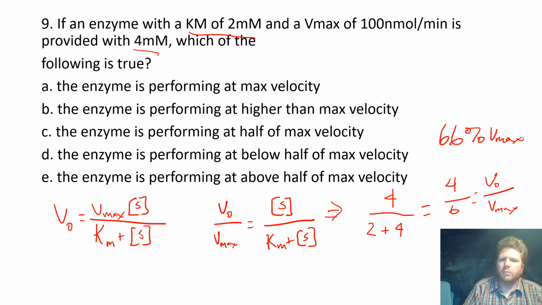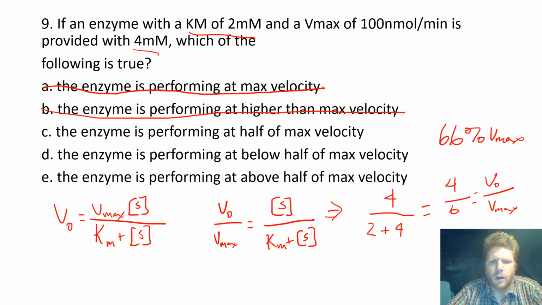So you can work through these answer options. The enzyme is not performing at max velocity. It's not performing at higher than max velocity. Think about that. Higher than your maximum, that's not really possible. The enzyme is performing at half of max velocity. We know that that's not the case because we have more substrate. And then we're left with D and E, below half of max velocity or above half of max velocity. The answer option for that is E, above half of max velocity.